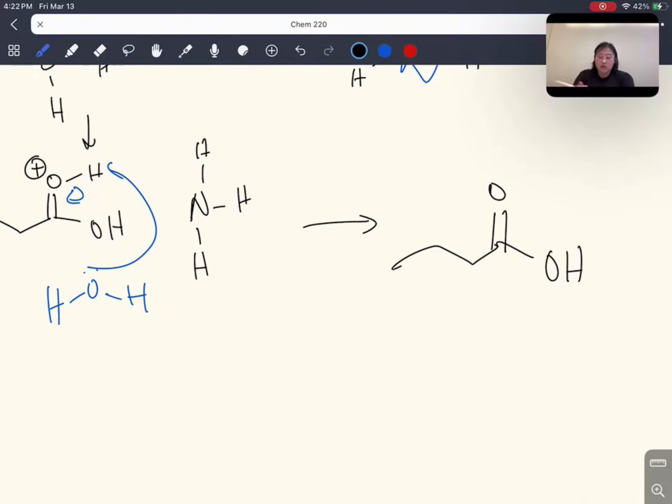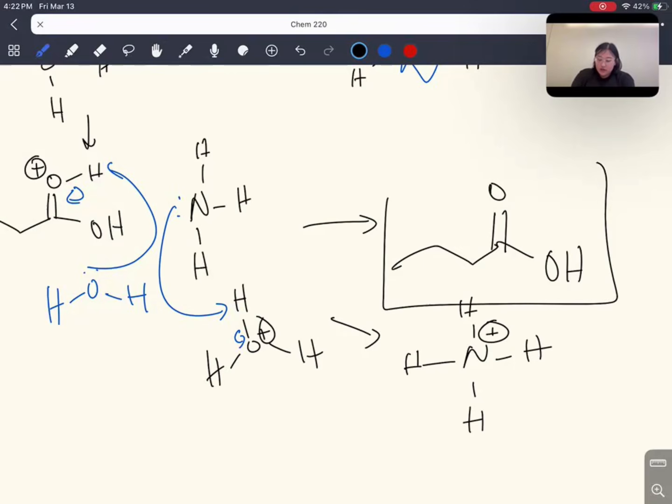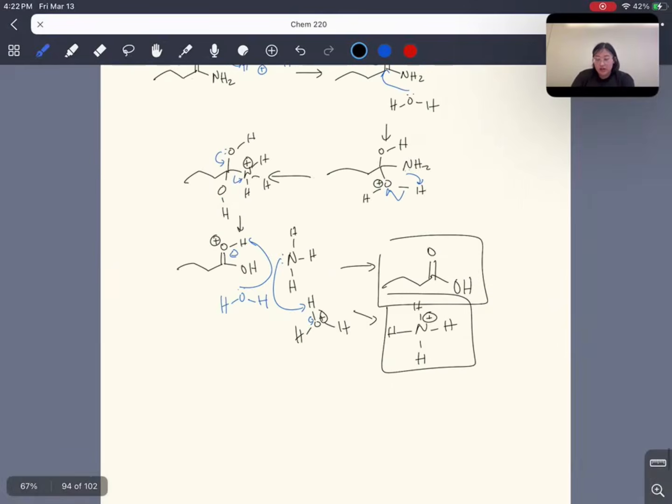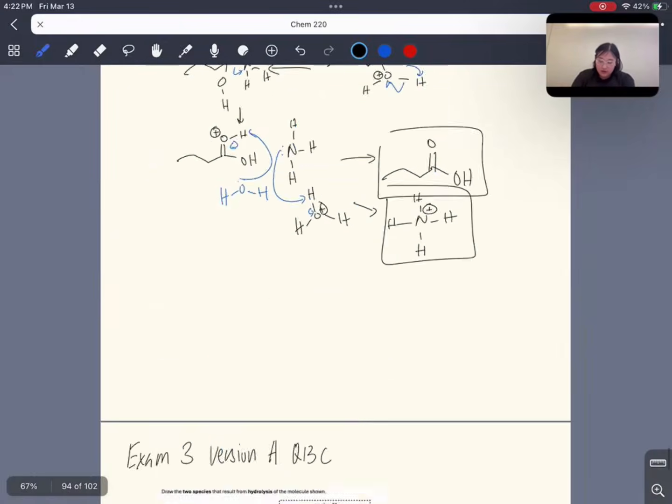So typically you'll have H3O plus still in there, and your amine will become protonated. So your answer would be, your first species would be your carboxylic acid, and your second one would be NH4 plus. Okay. Moving on to the next question.